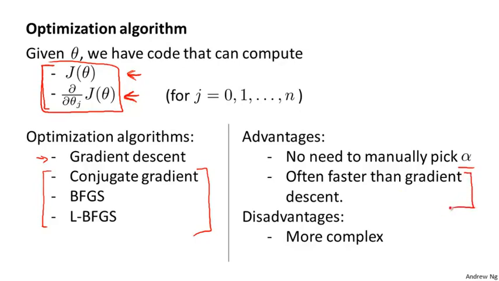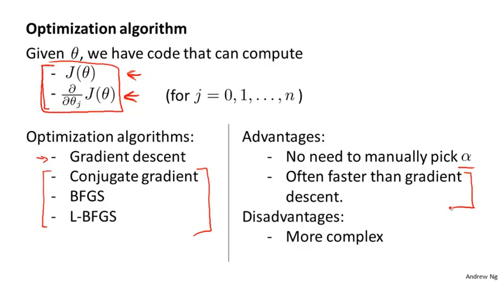Detailed discussion of exactly what they do is beyond the scope of this course. In fact, I used to use these algorithms for a long time, like maybe over a decade, quite frequently. And it was only a few years ago that I actually figured out for myself the details of what conjugate gradient, BFGS, and L-BFGS do. So it is actually entirely possible to use these algorithms successfully and apply them to lots of different learning problems without actually understanding the inner loop of what these algorithms do.